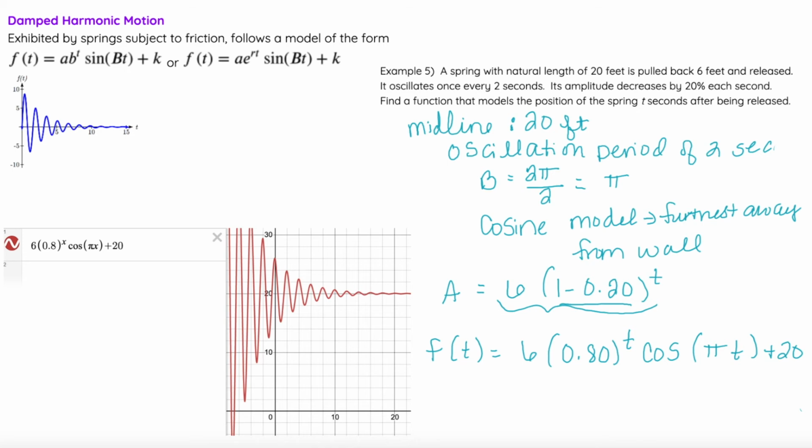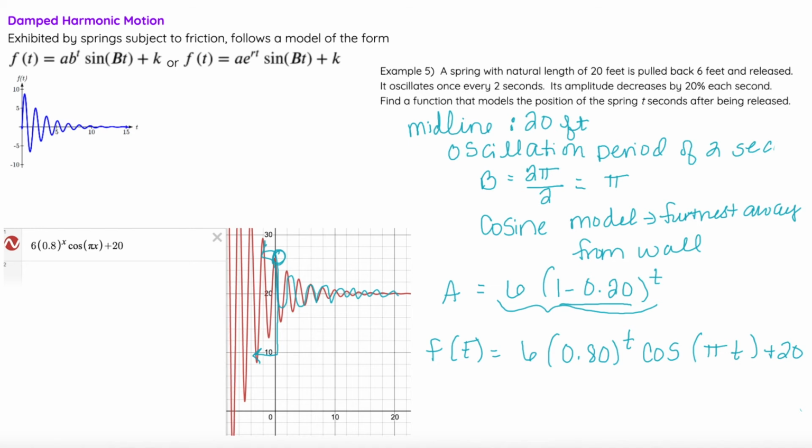We can definitely see, of course, we don't care what's happening to the left of the y-axis because time can't be 0. So as time starts, notice we started the furthest away from the wall, and then we oscillated, and it lost every second. Its amplitude is decreasing.